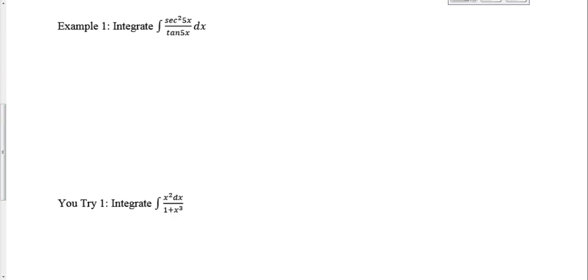So we have this quotient. So that's sort of your key. When you see a quotient, you want to look for a natural log. That doesn't mean every single quotient is a natural log, so you do need to be careful. So the first thing I'm going to do is I'm going to rewrite this, because I've got 1 over something. And in this case, my something is tangent of 5x. Then I am multiplying by secant squared 5x dx.